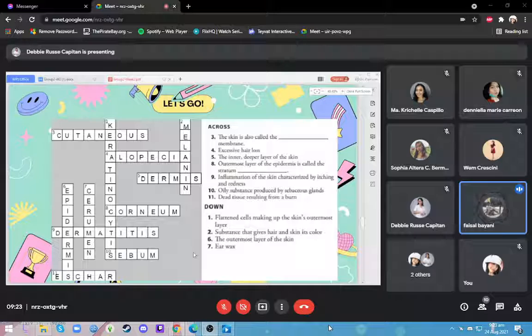Number 10, oily substance produced by sebaceous glands. Our answer for number 10 is sebum. Number 11, dead tissue resulting from a burn. Our answer for 11 is eschar.